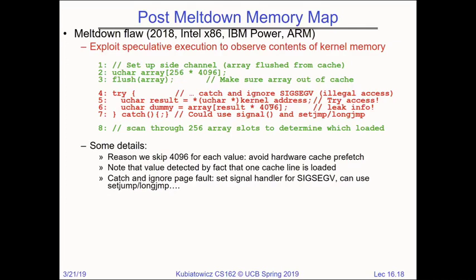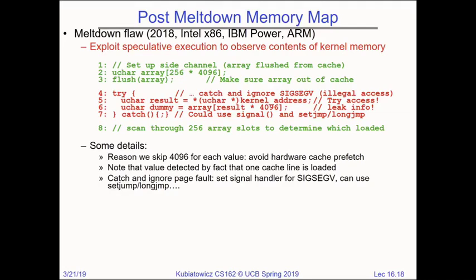The simple idea here is, look, in here, I'm going to try to access a kernel address I'm not allowed to. I'm going to put the result in result. And then I'm going to immediately take that result, which is just a byte, 256 values, and use it to load from the array into a dummy variable. Now, this array is in user memory, so this is perfectly valid. Result is one of 256 values, and so when I load into it, that's perfectly okay.